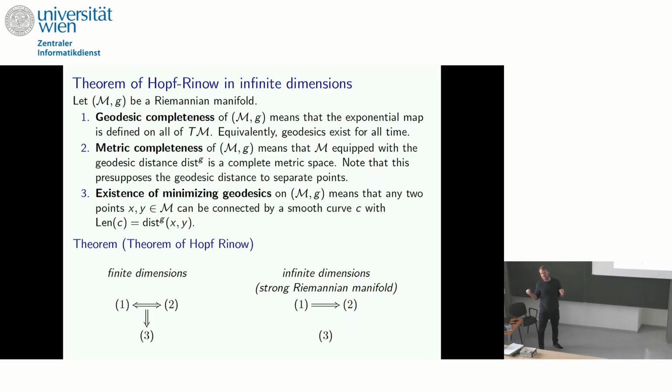And then the third is the existence of minimizers, which says any 2 points can be connected by a minimizing geodesic. So the theorem of Hopf-Rinow says metric completeness is equivalent to geodesic completeness, and both of them imply geodesic convexity or existence of minimizing geodesics. What happens in infinite dimensions? Essentially nothing is true. For strong Riemannian metrics, you can show that metric completeness still implies geodesic completeness, but this is all.